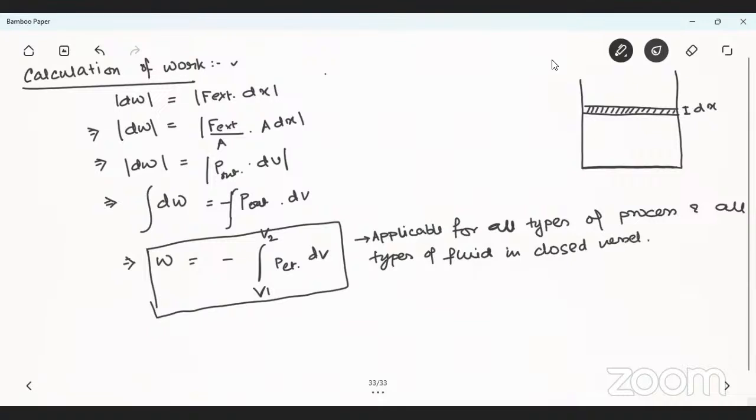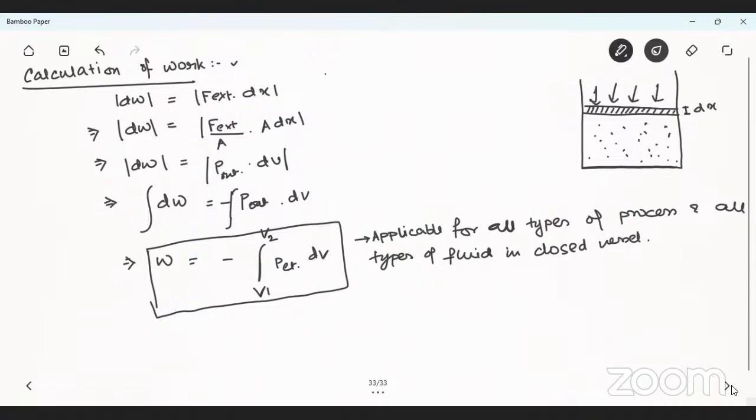Okay, so this is the basic concept. This is the formula for work done, and this is something that we get. I forgot to draw. Here we are applying a pressure. Okay, and this is any kind of the liquid inside the vessel. Okay, so this is the standard derivation.